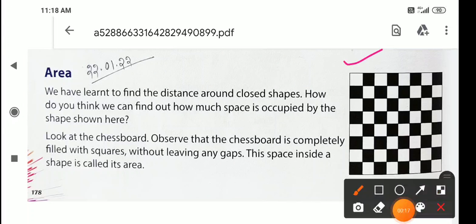One chess board. Observe that the board is completely filled with squares. Some white squares are there and some black squares are there. But they are filled completely without leaving any gaps. This space inside a shape is called its area. Suppose, children, this square area is this much. This square area is this much. Okay.